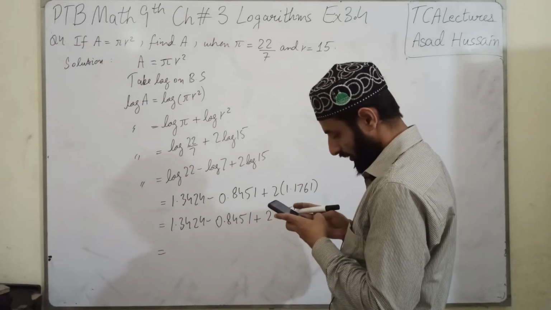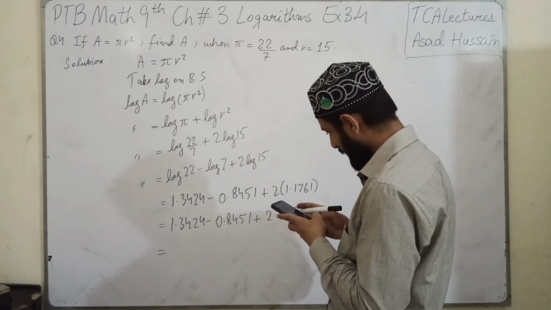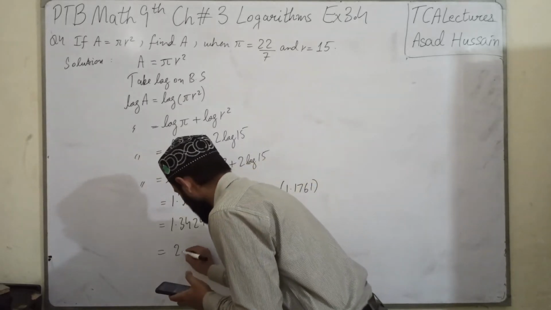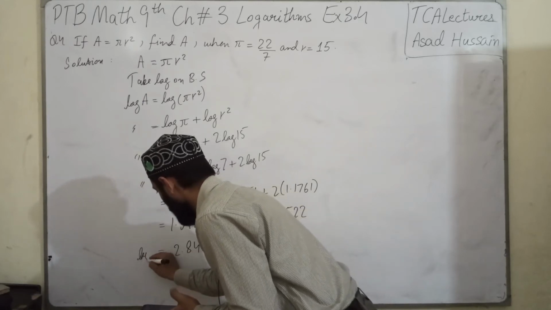Further simplification, we get 1.3424 minus 0.8451 plus 2.3522. We get 2.8495, which is equal to log a.